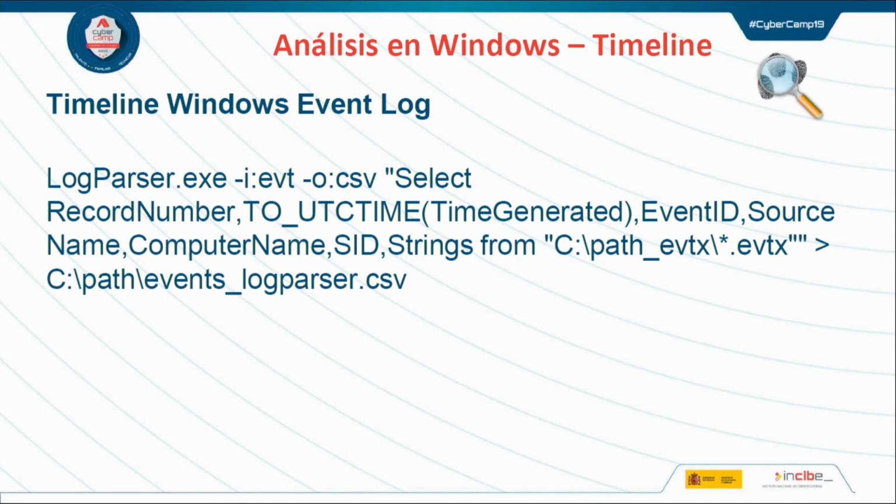Another one is Log Parser, which is another Microsoft tool which allows us to analyze EVT and EVTX, and the output is in CSV. So here we are sending an SQL query, and we ask for the record number, the time, the time frame, the event ID, origin, computer name, identifier, user identifier, and the strings, which would be all the strings of that log, all the description. And that we will save in another CSV that we are going to parse.